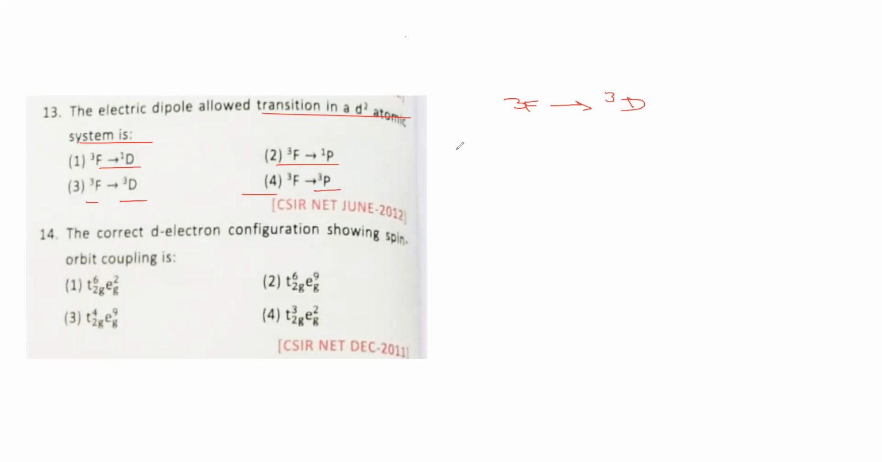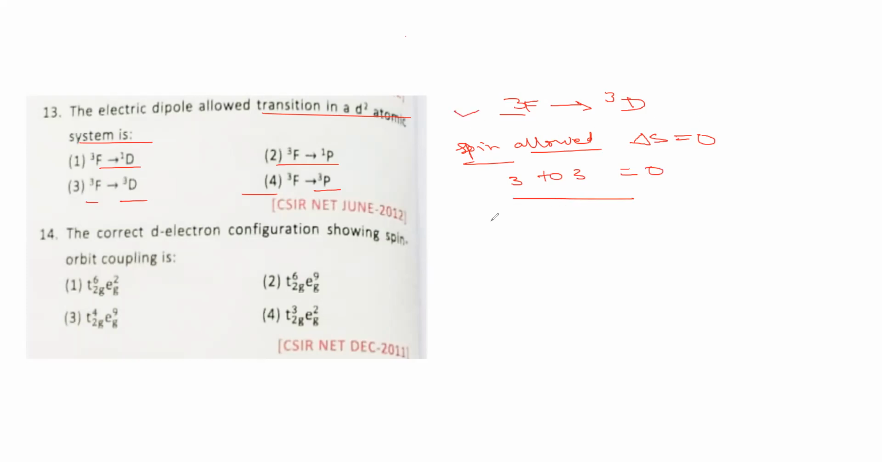Spin allowed transition. In this case, we have to see the multiplicity. The rule says that delta S must be 0. Okay, so we just have to check the spin multiplicity. Here 3, here 3. So 3 to 3. So delta S value will be 0. And that's why we will say this transition is allowed.